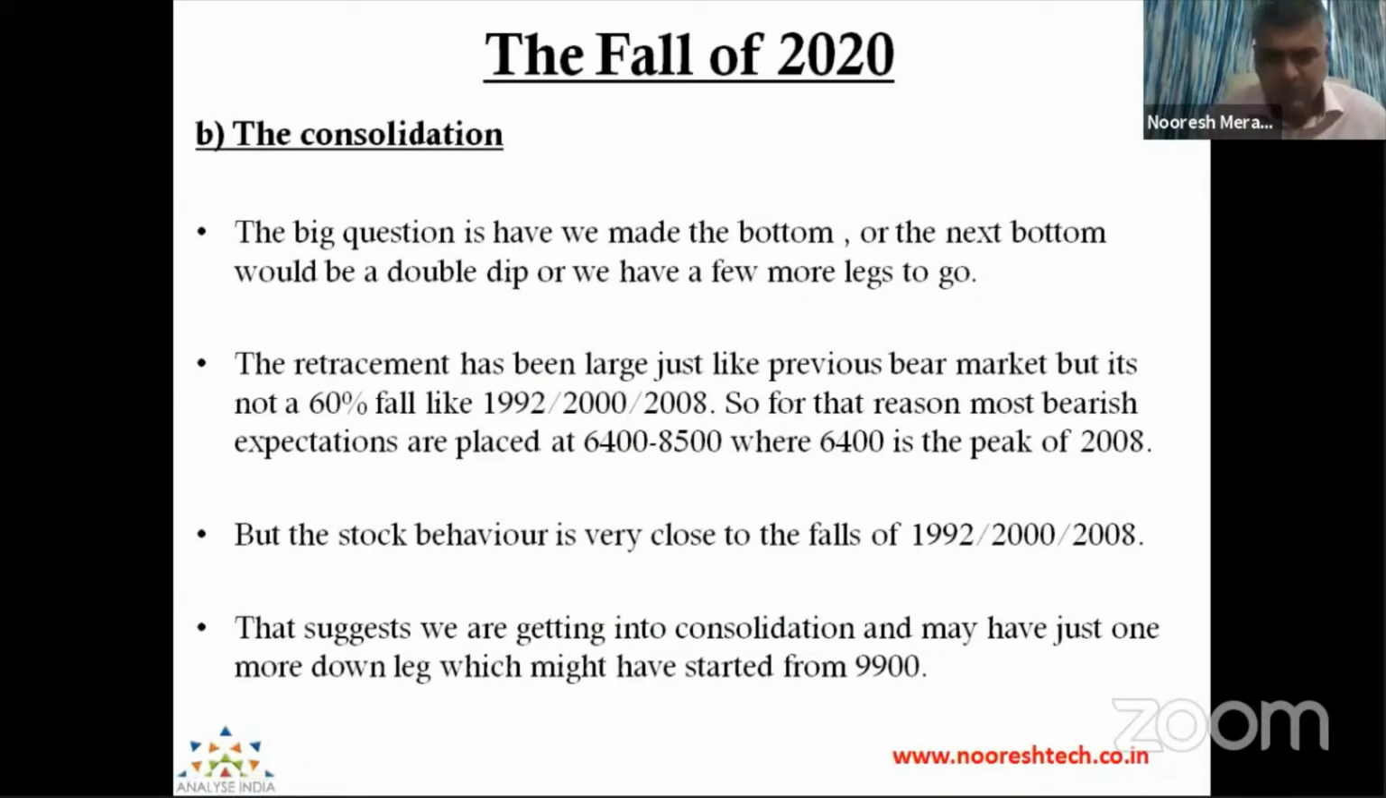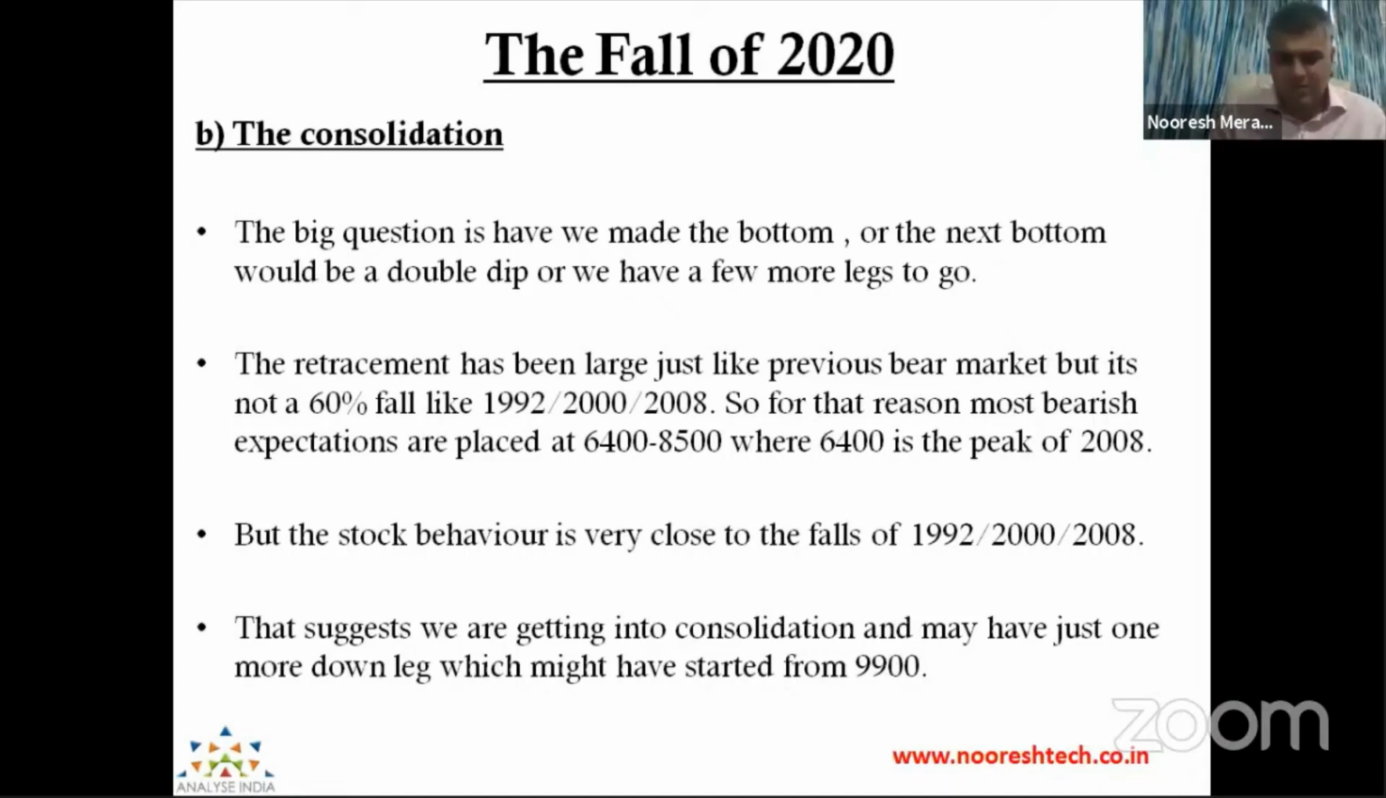So the retracement has been large, just like the previous bear market, but it's not a 60% absolute fall. In previous bull markets, 1992, 2000, 2008, the absolute fall was 50%, 60% from the tops. Right now, the fall is only 40%, but the retracement is almost similar to the previous bear market. And for that reason, most bearish expectations are placed between 6,400 to 8,500, where 6,400 is the peak of 2008.